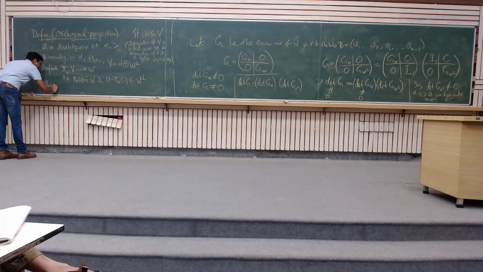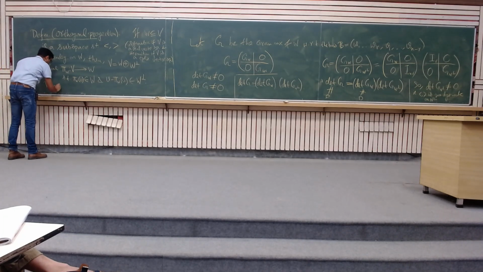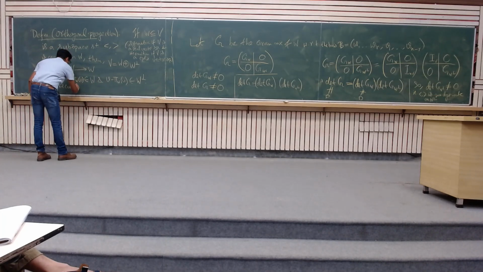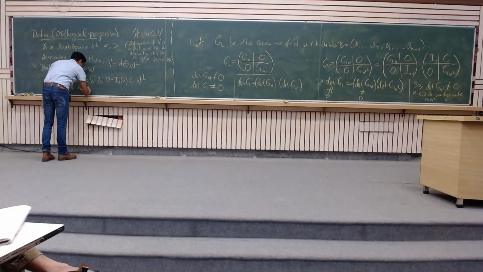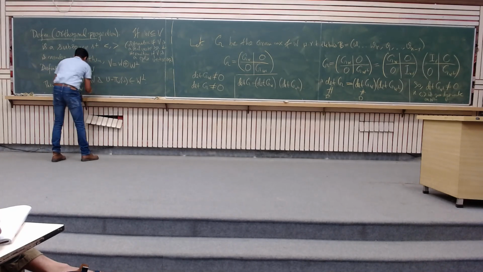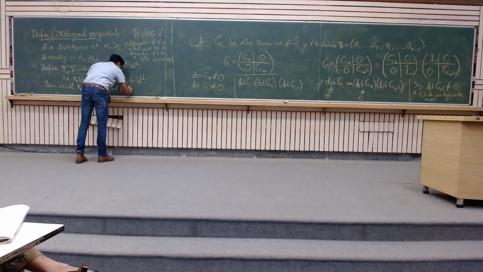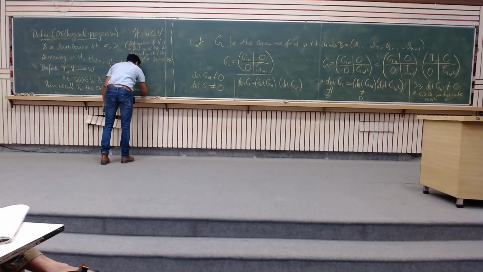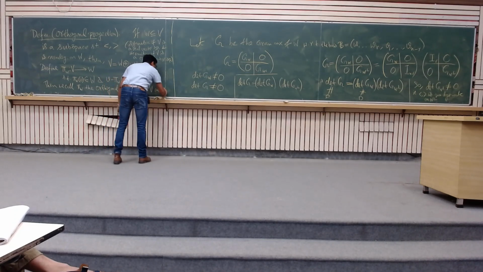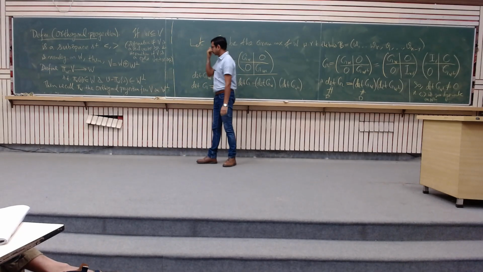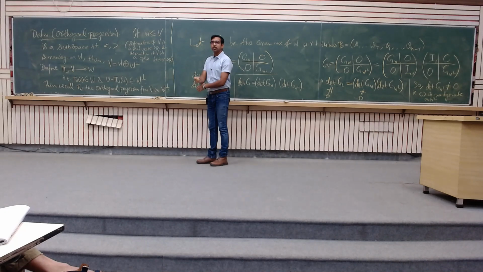Then we call pi_W the orthogonal projection from V on W. So this is the definition of orthogonal projection in general.